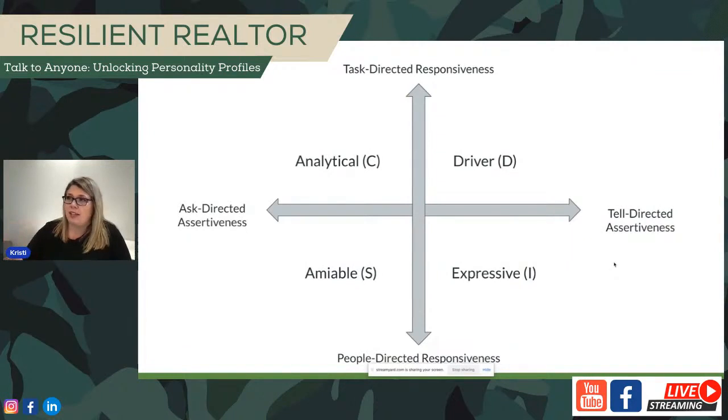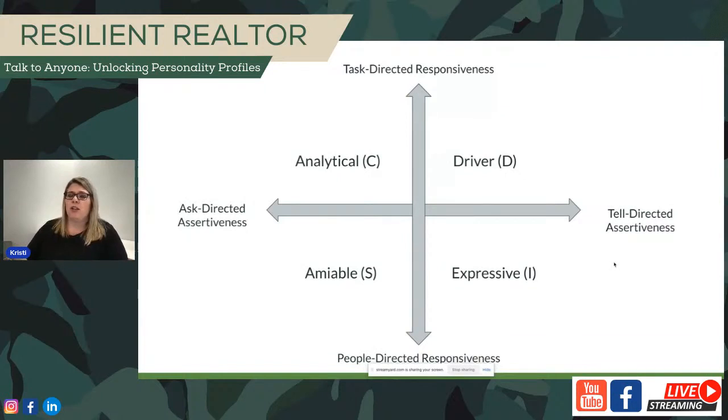Through studies, they have found that the population of the world will typically, 25% of them will fit into one of these four categories, right? So the good news is that instead of 100 different variations, the vast majority of people are going to fall into one of these four. And sometimes it's very obvious how they fall into these categories.